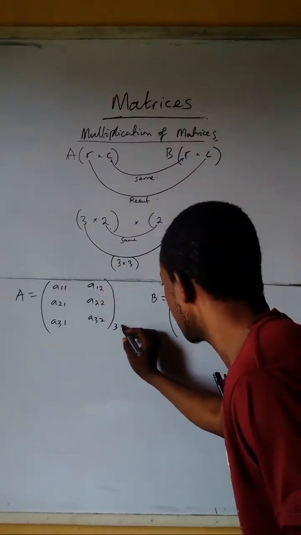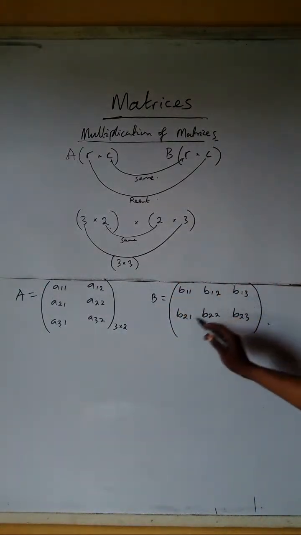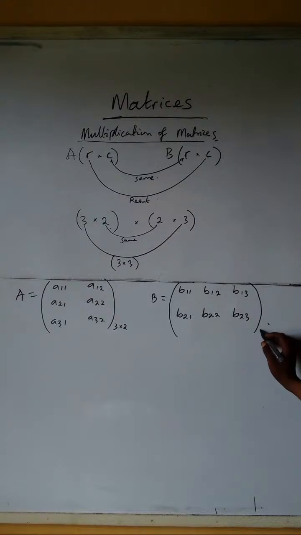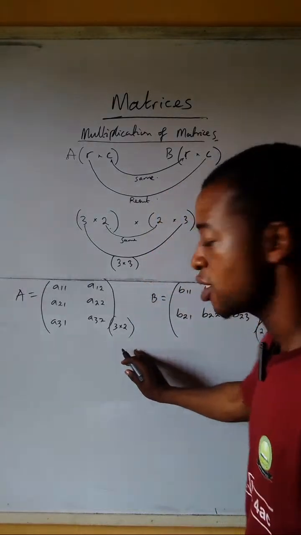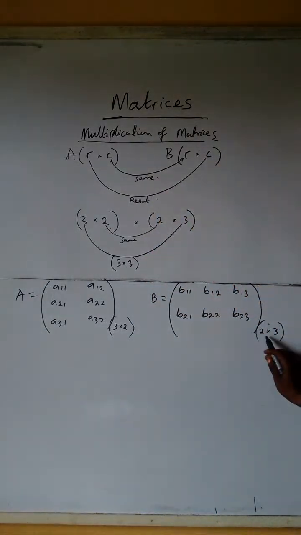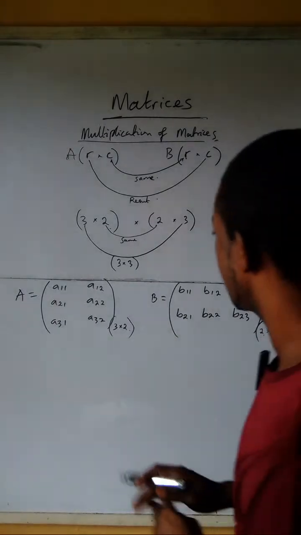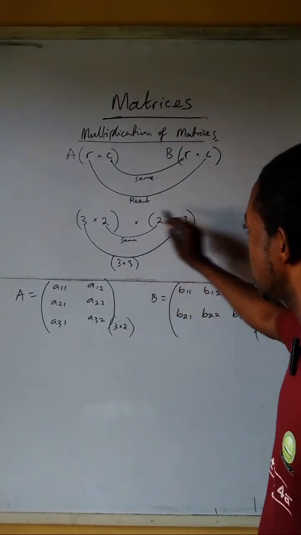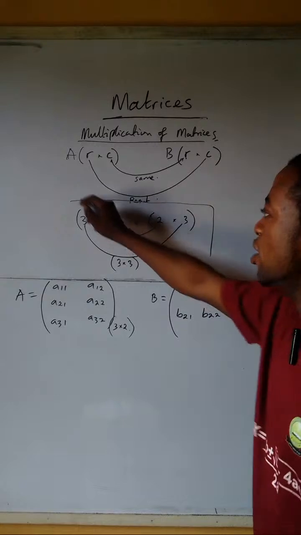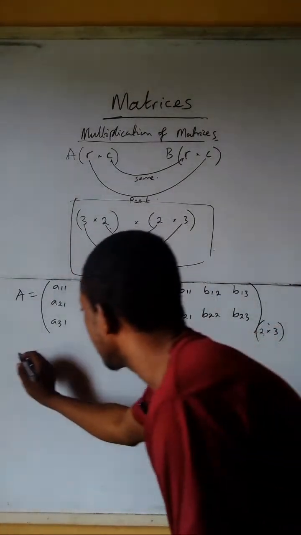Now here, this is 3 by 2. That's 3 rows and 2 columns. And here, this is 2 by 3, 2 rows and 3 columns. Now, which implies that the column of the first matrix here, which is 2, is the same as the row of this second matrix. So we have 2, 2 here, confirming that these two matrices can be multiplied. Then the result here will be a 3 by 3 matrix, just as we illustrated here. Now, let's see how this is multiplied. Now, A times B now.